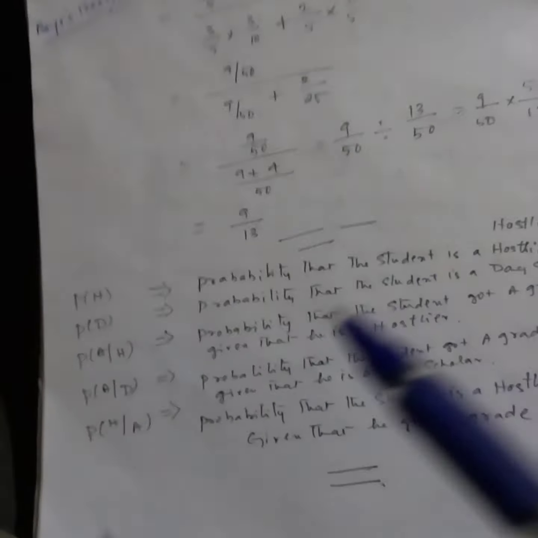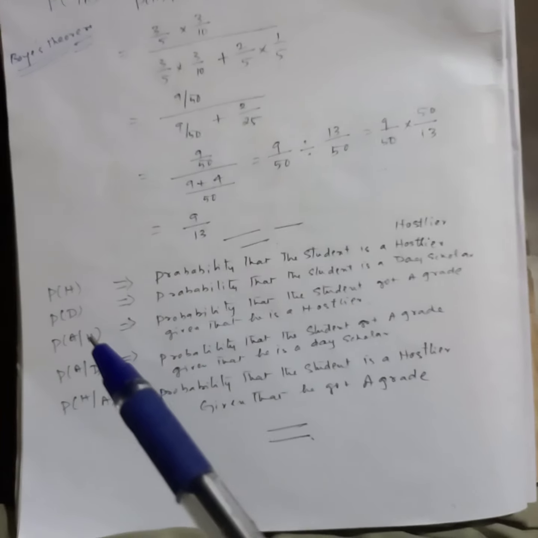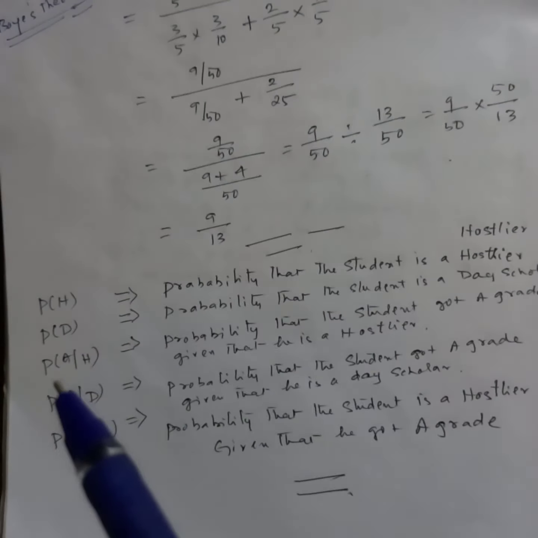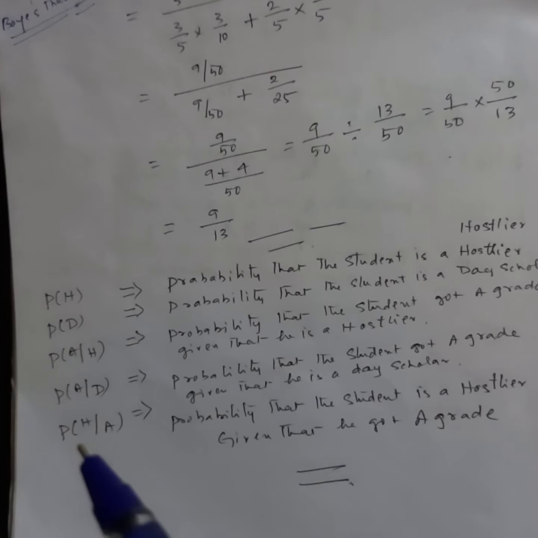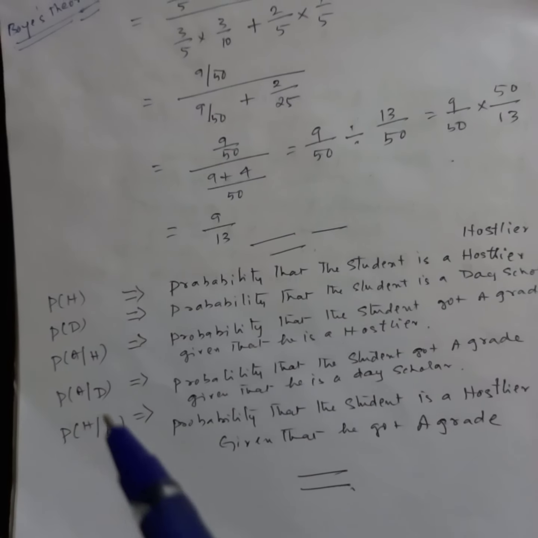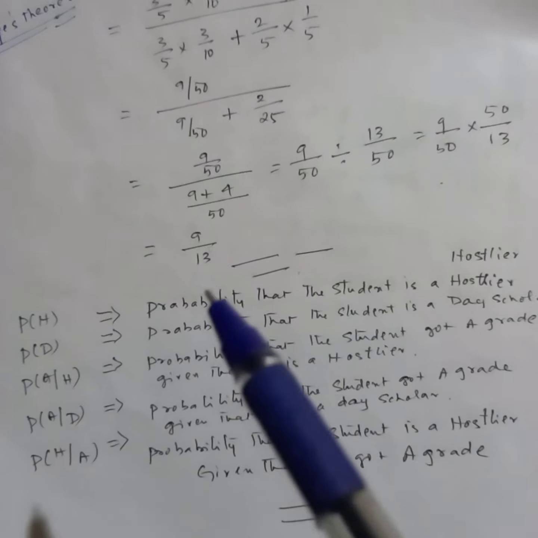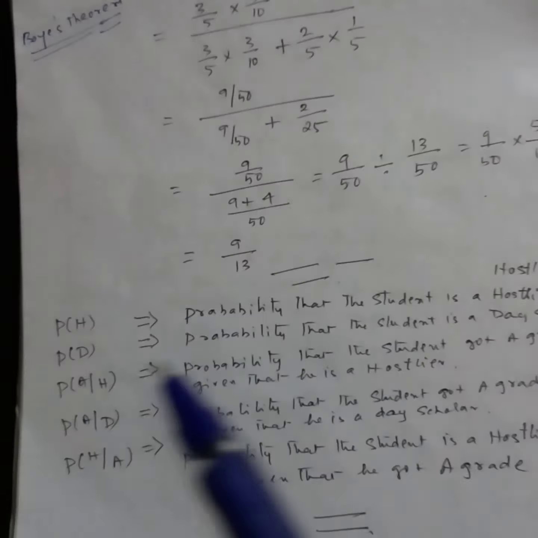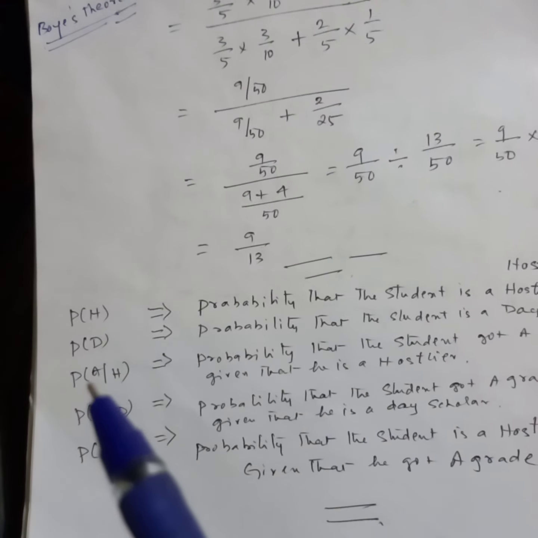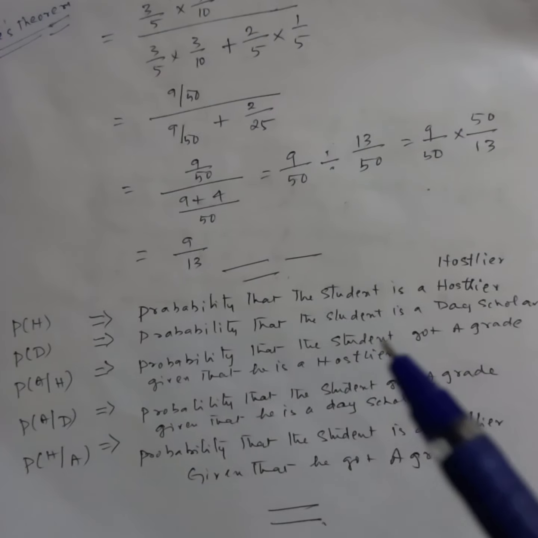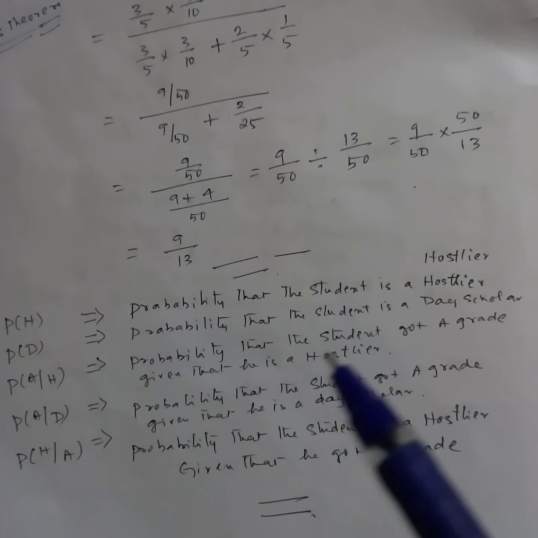So I have written these things here. Look here, you can make note of these things also if you want. Look, see P(H), P(D), P(A bar H), P(A bar D) and P(H bar A). This is what we have to find out, and we found its value to be 9 by 13. See, what is P(H)? Probability that the student is a hosteler. What is P(D)? Probability that the student is a day scholar. What is probability A bar H? Probability that the student got a grade given that he is a hosteler.